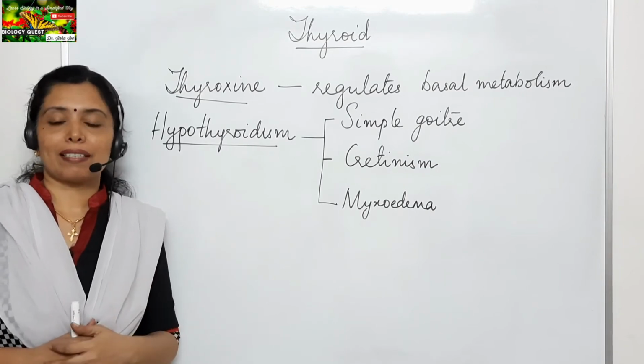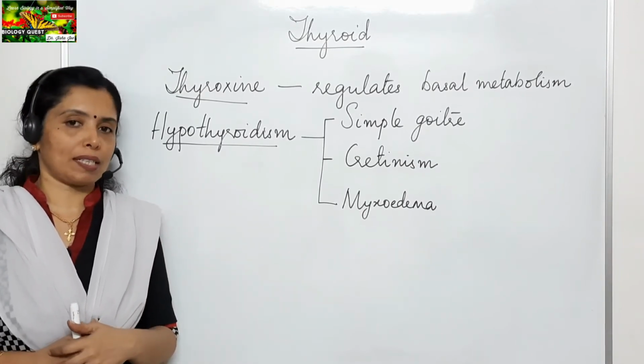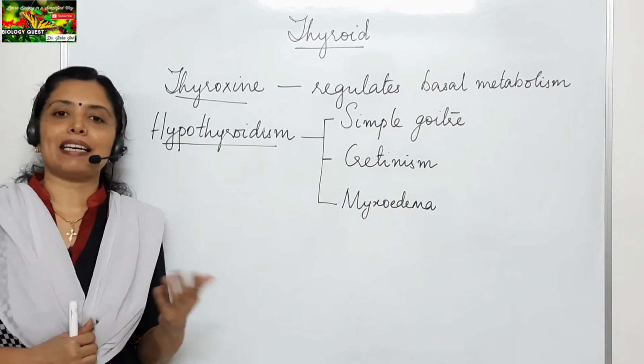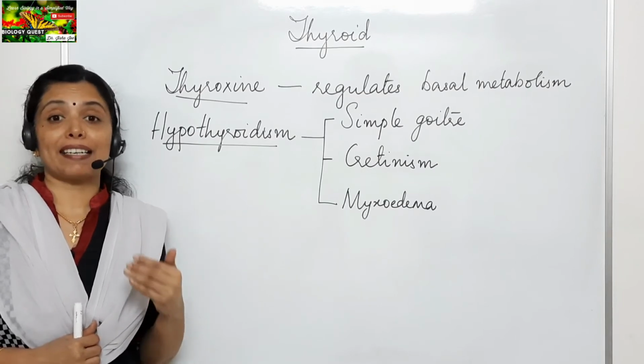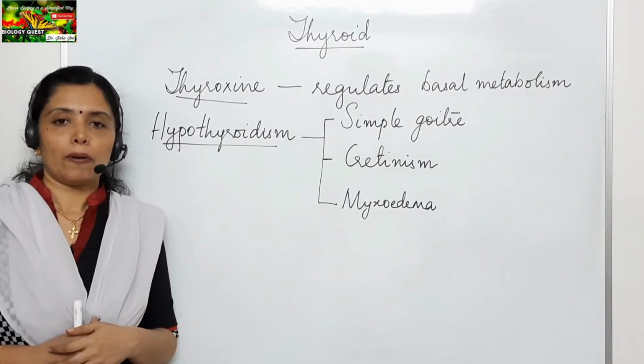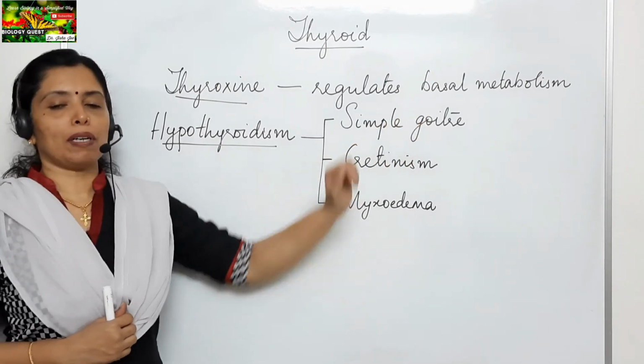And a give reason can be asked. People living in hilly areas are more prone to simple goiter. The reason is that in hilly areas there is a deficiency of iodine rich foods. Okay, so that is with regard to simple goiter.